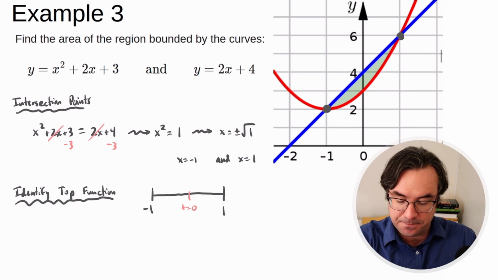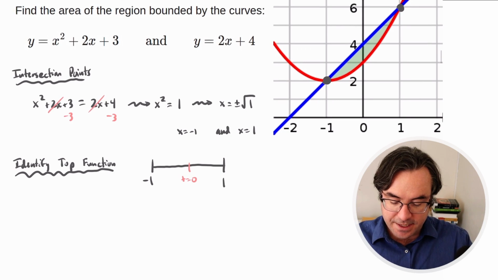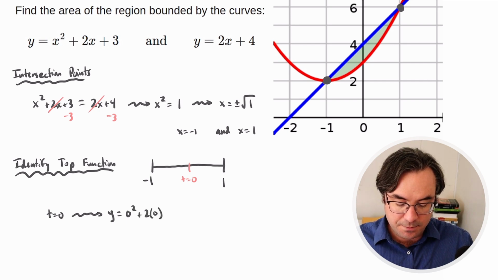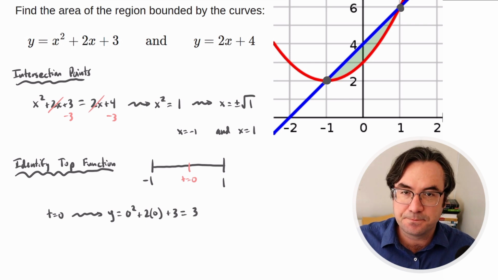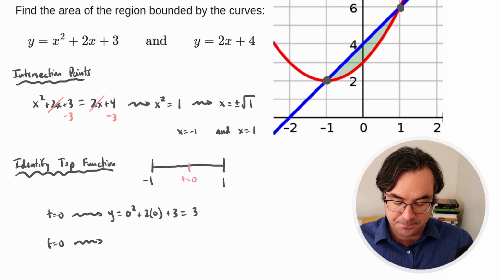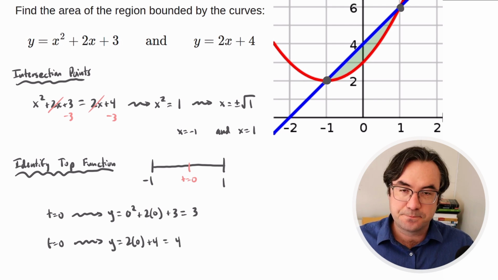So let's try that. Let's take the test number t equals 0, and plug it into our parabola equation. So we get y is equal to 0 squared plus 2 times 0 plus 3, and that simplifies down to just 3. And again, let's take that same test number, but plug it into the other equation. So y is equal to 2 times 0 plus 4, which is 4.